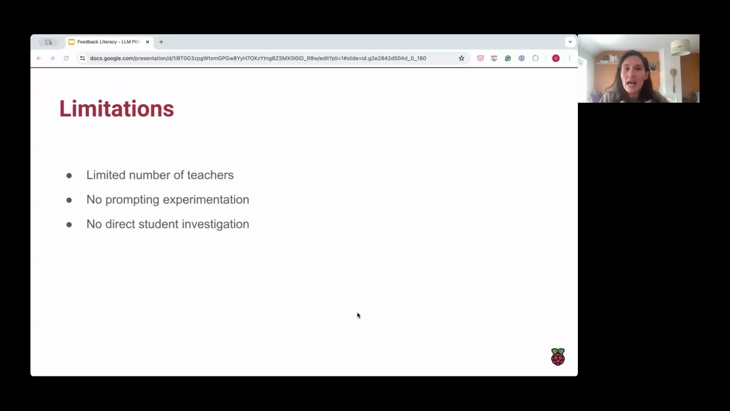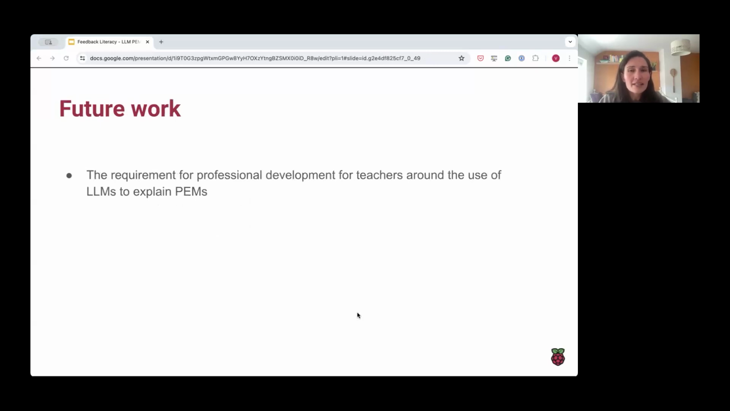exploring how different large language model prompts might better align to existing guidelines, as well as working directly with students to observe effects on learning. And in particular, we would like to further explore the requirement for professional development for teachers around the use of large language models to explain these programming error messages, as a way of enabling teachers' active involvement in shaping the ways in which these tools are introduced in the classroom.